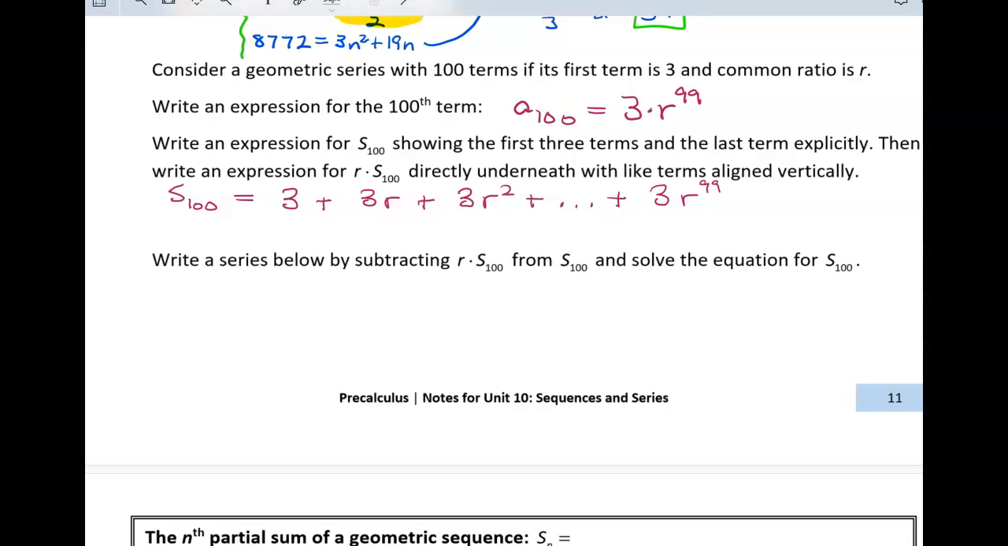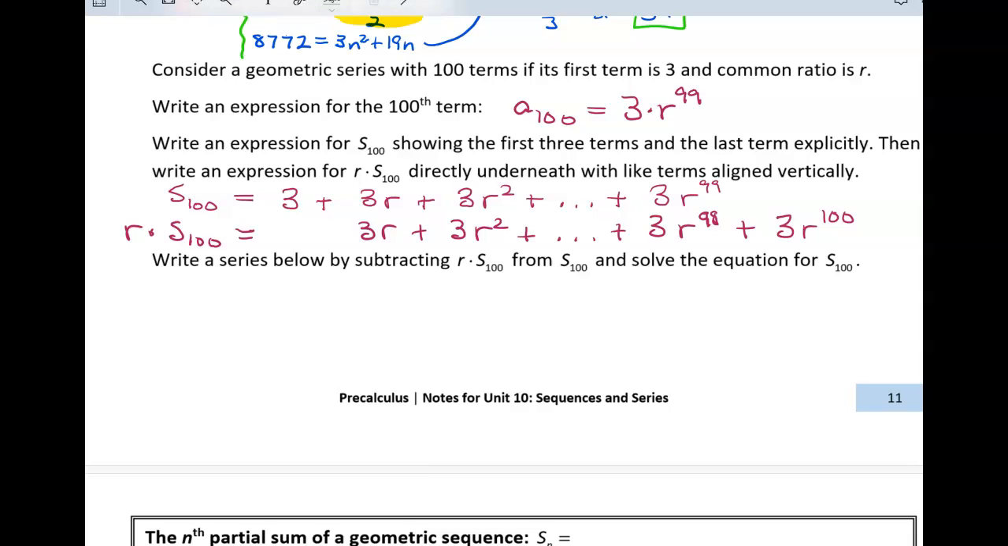Right underneath it, I'm going to write an expression for r times the sum of 100 terms. So if the first term is 3, the first term in this series will be 3 times r. And I'm going to write it underneath the 3 times r in the other series. And so all of the terms will just have one additional factor of r in them. And to get to the 100th term of this series, we'll have to include a 3r to the 100th.